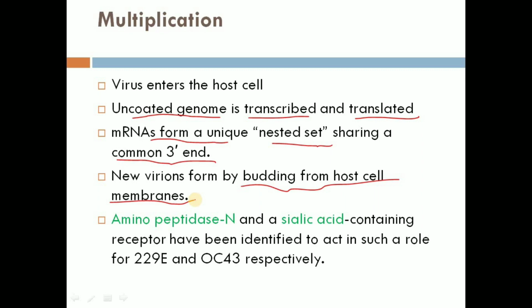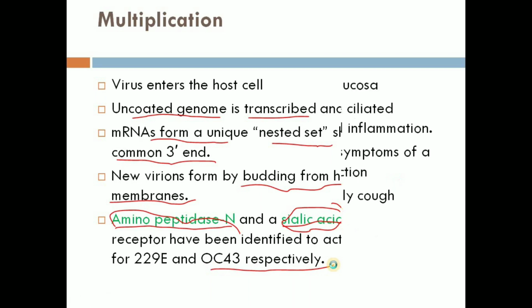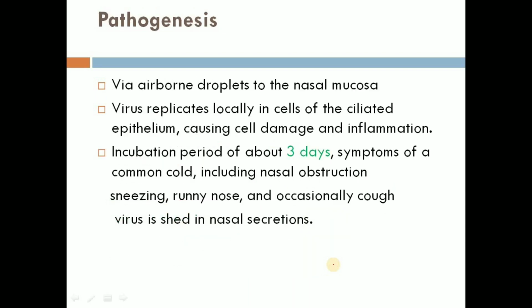But here are two important things you can remember, which help with transcription and translation: aminopeptidase N and sialic acid containing receptors have been identified to act in such a role. Okay, so these two, aminopeptidase and sialic acid, help in this mechanism. So for 229E-like coronavirus or OC43-like coronavirus, remember these two things: aminopeptidase N and sialic acid.